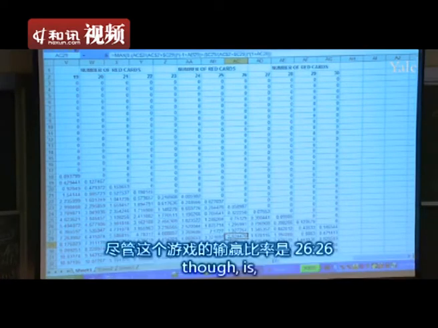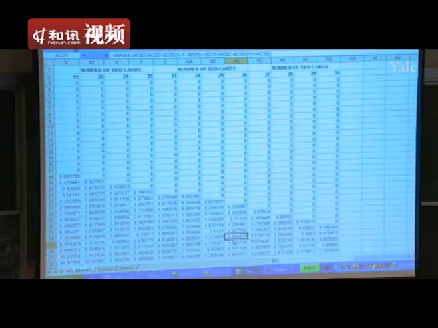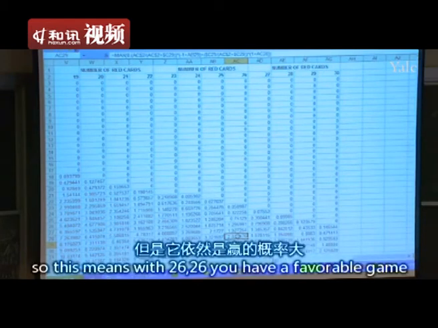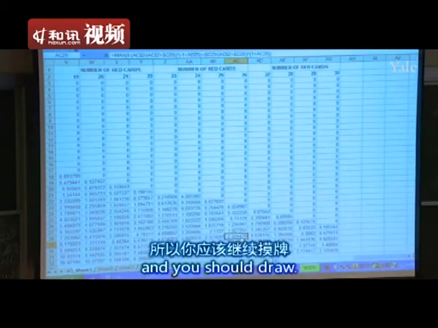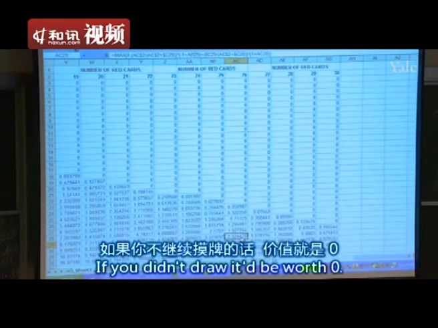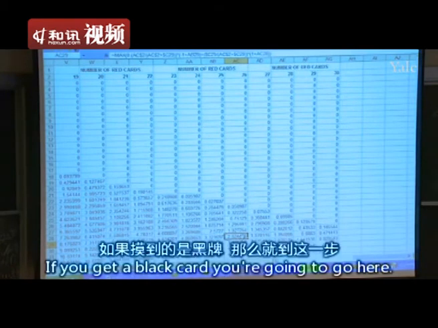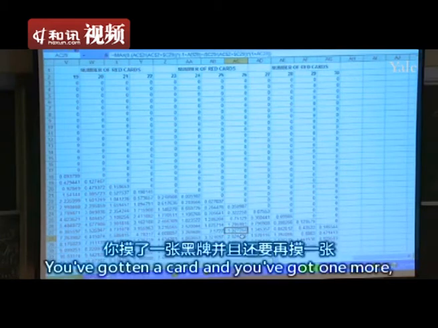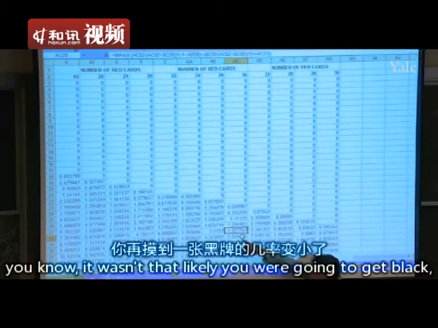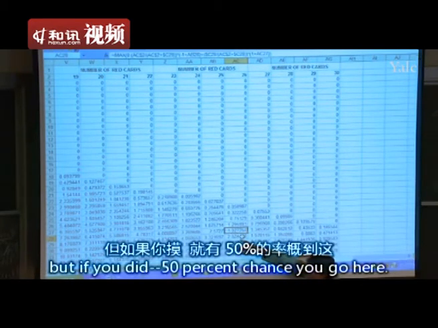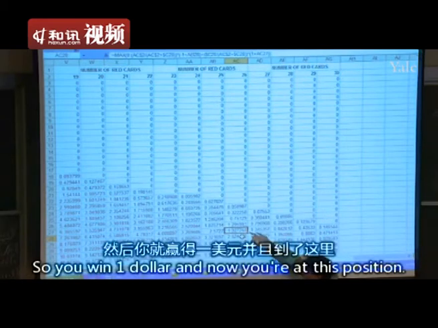Now, the shocking thing though is, this means with 26.26, you have a favorable game and you should draw. If you didn't draw, it'd be worth 0. So obviously you're supposed to draw here. If you get a black card, you're going to go here. So here you're down. You've gotten a card, and you've got one more. It wasn't that likely you were going to get black, but if you did, 50% chance you go here. So you win $1, and now you're at this position.